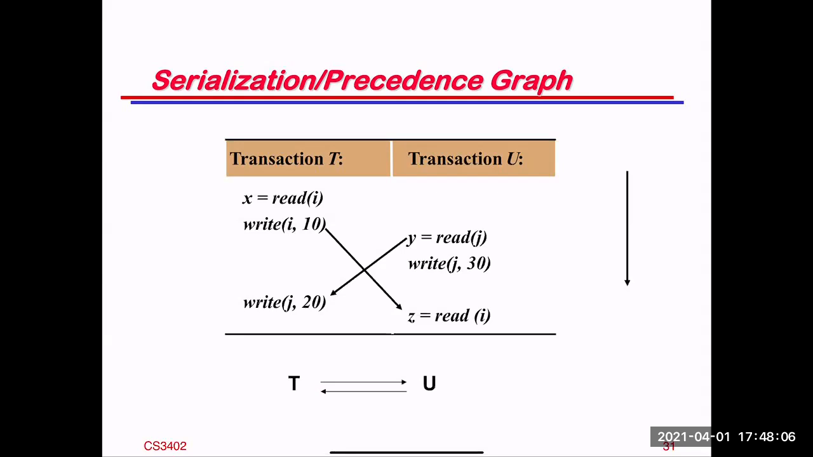And in some cases, we also like to add the name of the item that is conflicting on top of the edges. Sometimes there's more than one item.